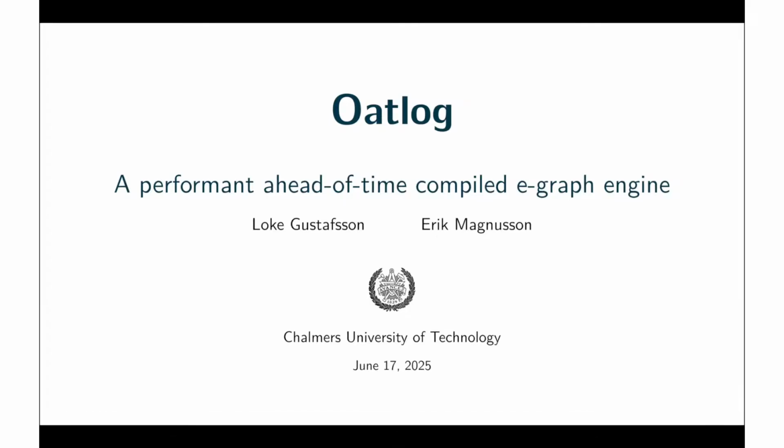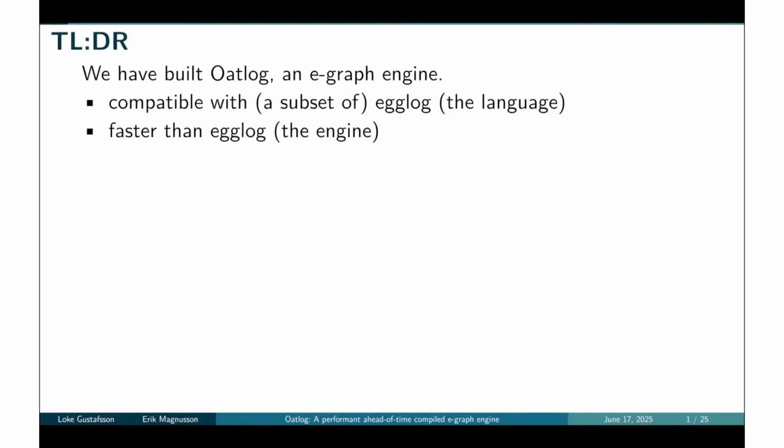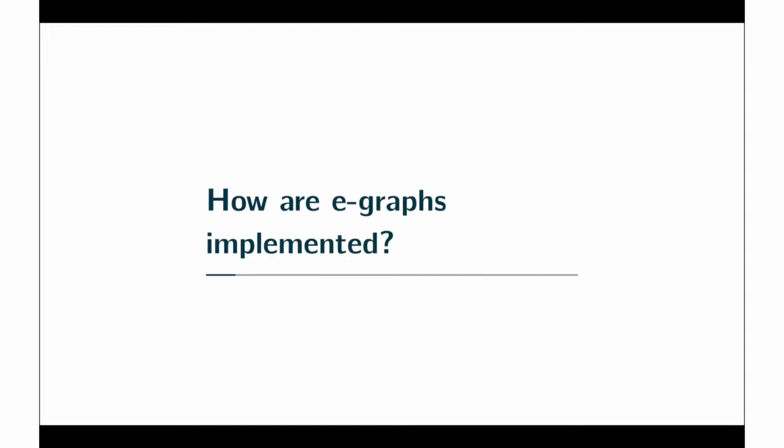I'm Luke, working with my colleague Erik. We have built Oatlog, an eGraph engine. It is notable in two ways. It is compatible with the subset of the egglog language, and it's faster than egglog the engine. We will return to Oatlog shortly, but first, how are eGraphs actually implemented?